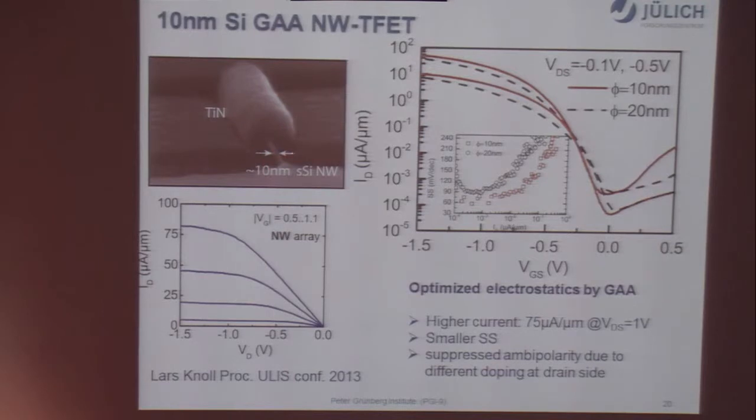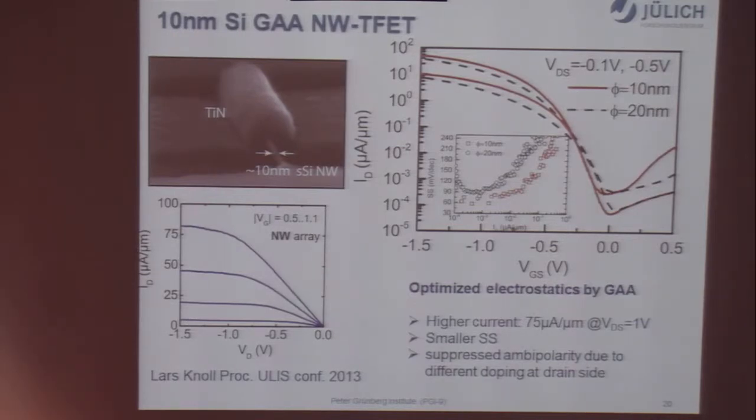Now we move to 10 nanometer nanowires. You see here the titanium nitride gate with a gate all around. Then the nanowire only has a diameter of 10 nanometers. I did not show the TEM because we have just made one TEM.